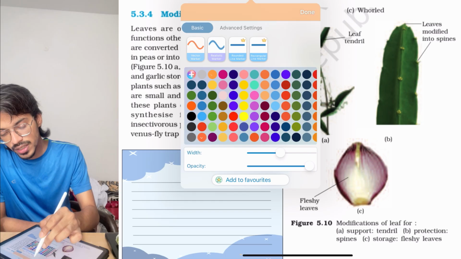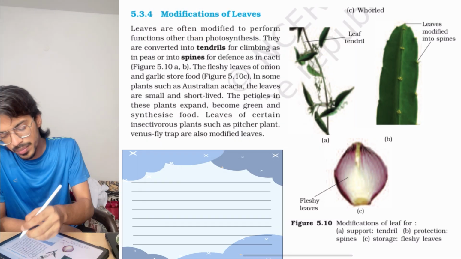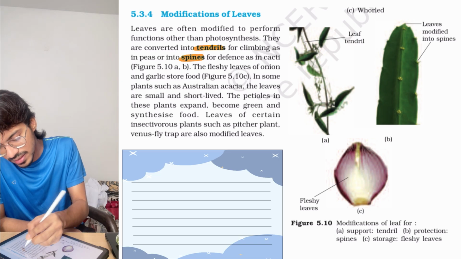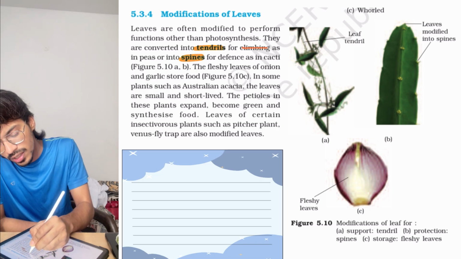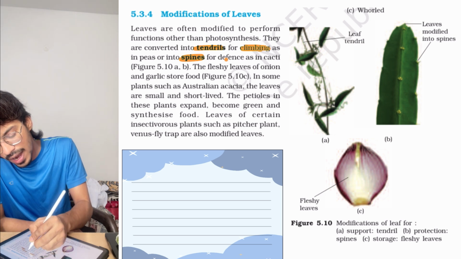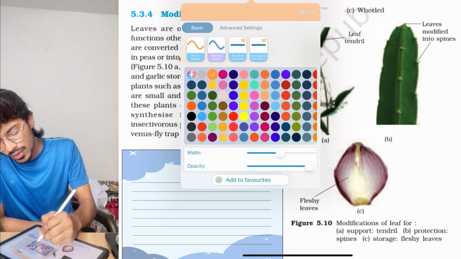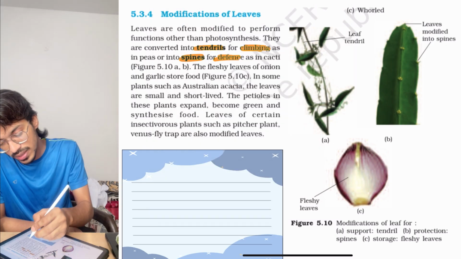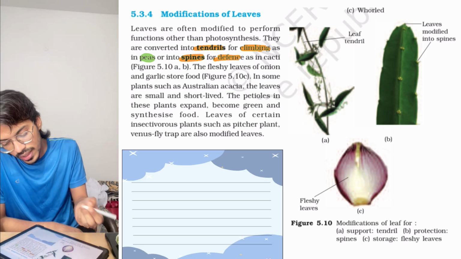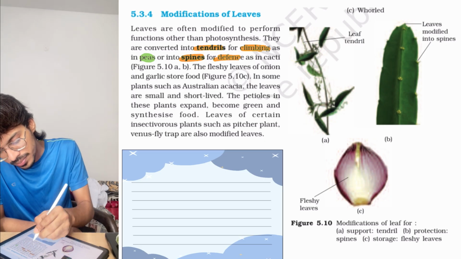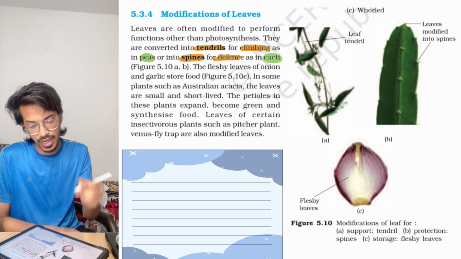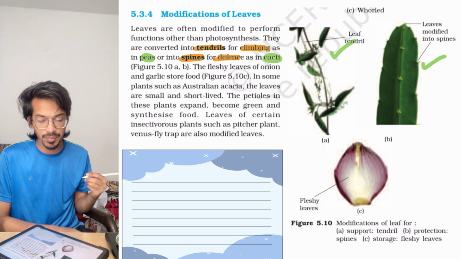In case of modification of the leaves, it is easy to remember. Number one is the tendrils. Then we have spines. Why will we need tendrils? For climbing, and spines for defense. For example, cactus has spines for defense. We all know that. So these are cactus, and these are the tendril examples given to you.